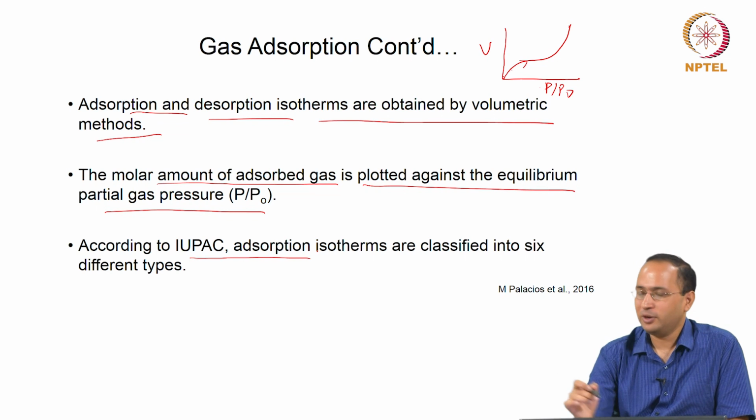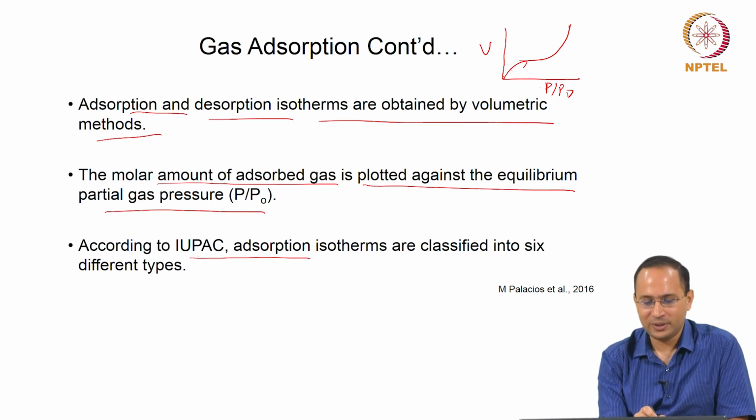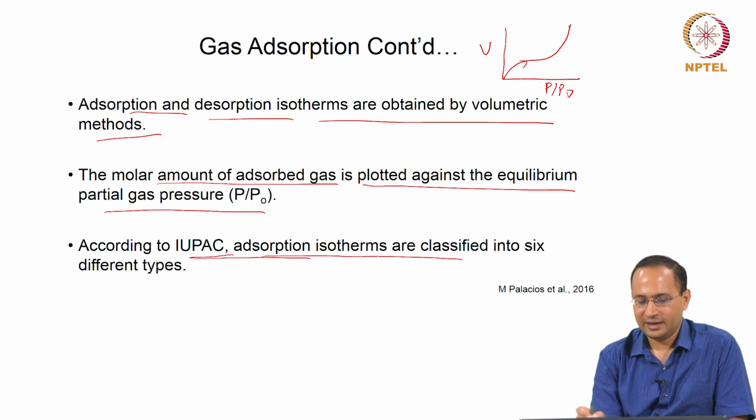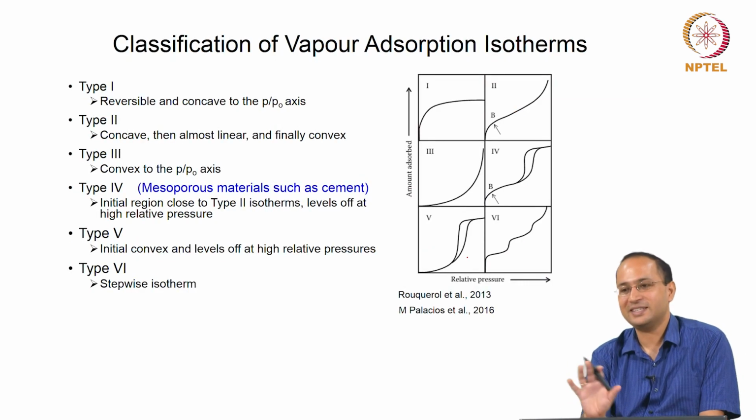So now we are talking about these isotherms. This is a kind of characteristic. What happens when you increase the partial pressure to the saturated level, where P over P0 is 1? How does a material respond? This is a specific characteristic. According to IUPAC, adsorption isotherms are classified into 6 different types. So we have a classification where there are 6 types of isotherms you can get.